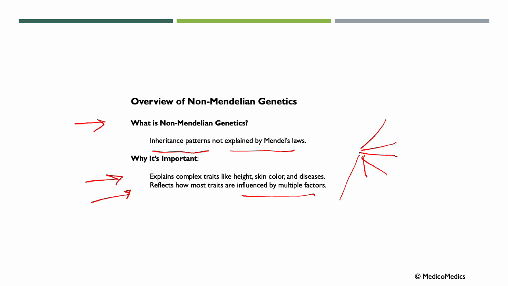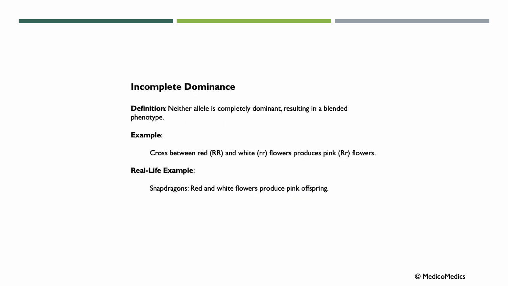So understanding these patterns is essential in genetics, medicine, and evolution, as most traits result from complex interactions rather than simple dominant recessive rules. So let's briefly look at these one by one.